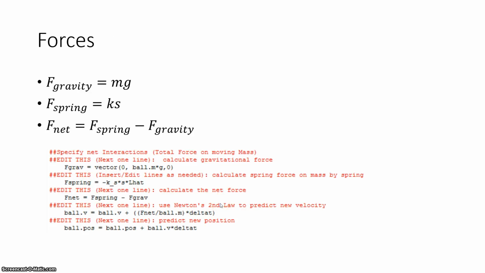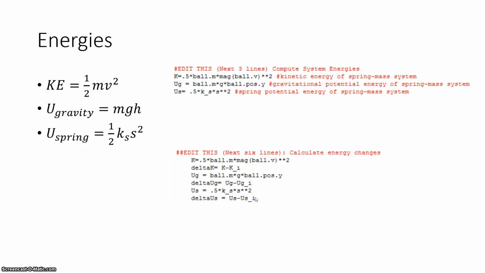There are three forces at play in this lab. There's gravity, spring, and the net force. The gravity and spring forces are interacting with the mass, and the net force is the sum of the forces. Gravity is subtracted from the spring force because it is in the opposite direction of the spring force. So when we calculate velocity using Newton's second law, we use the net force, which includes the force of the spring.